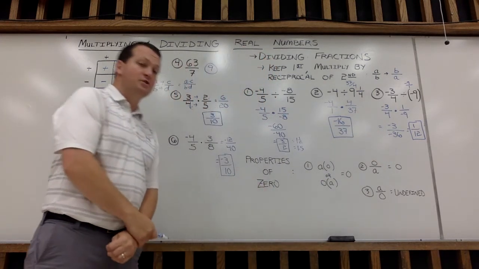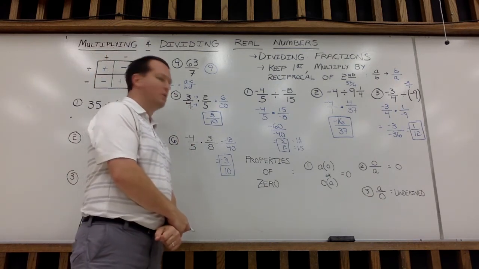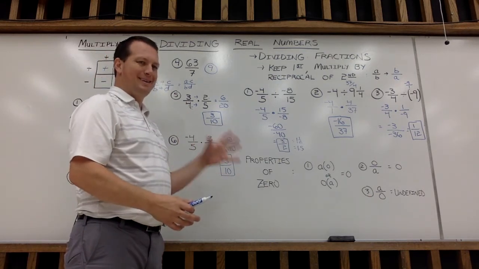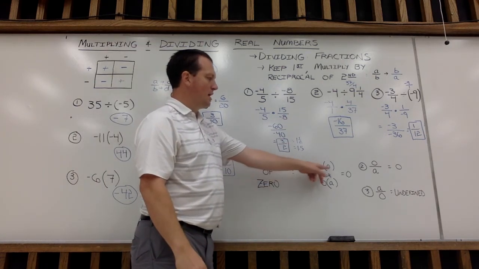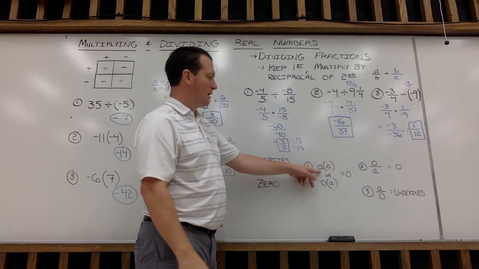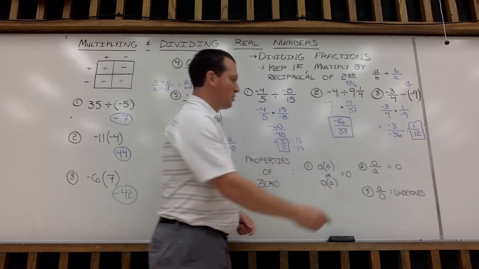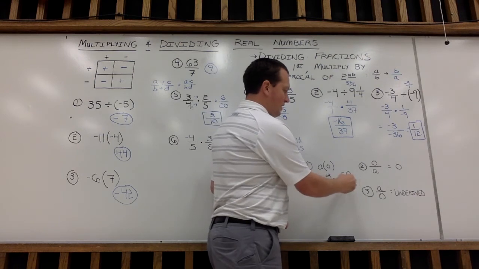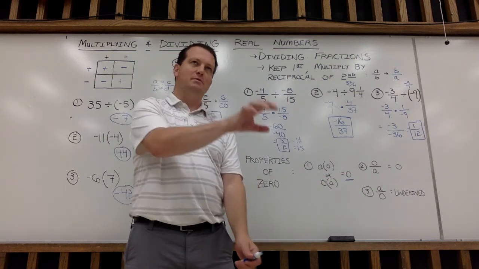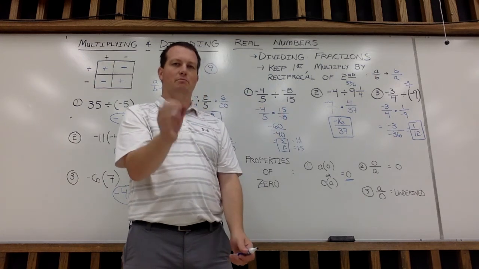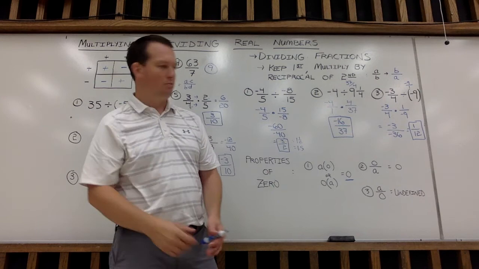Finally, properties of 0. Again, 0 is the center of our numerical universe, right in between the negatives and the positives. If you have multiplication of any number times 0, or 0 times any number, you are always going to get 0 as your final answer. Multiplication order doesn't matter. 3 times 5 equals 5 times 3. 3 times 0 equals 0, and 0 times 3 equals 0.